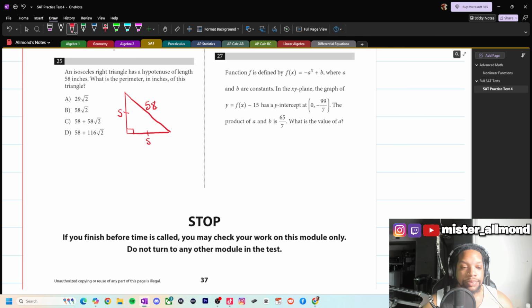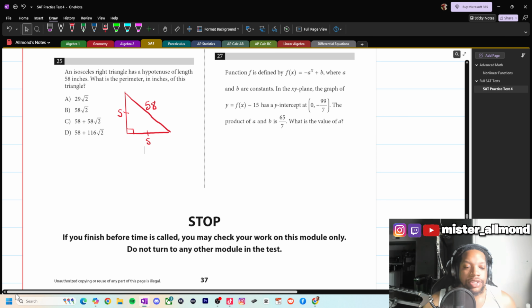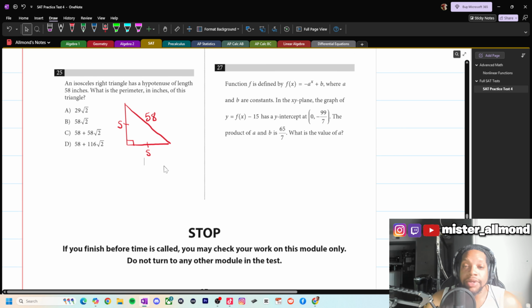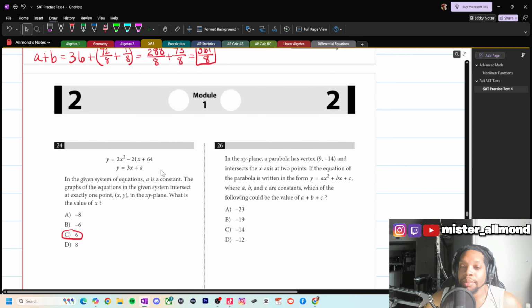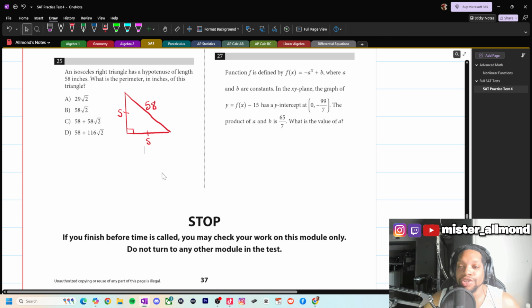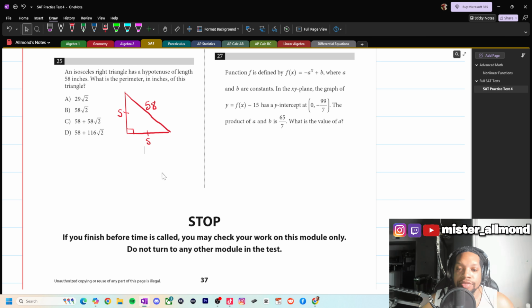If you have an isosceles right triangle, you can use Desmos. Oh, I see. But yeah, that 24 was a good one too. I was talking about clipping 23, but 24 was low key just as good.